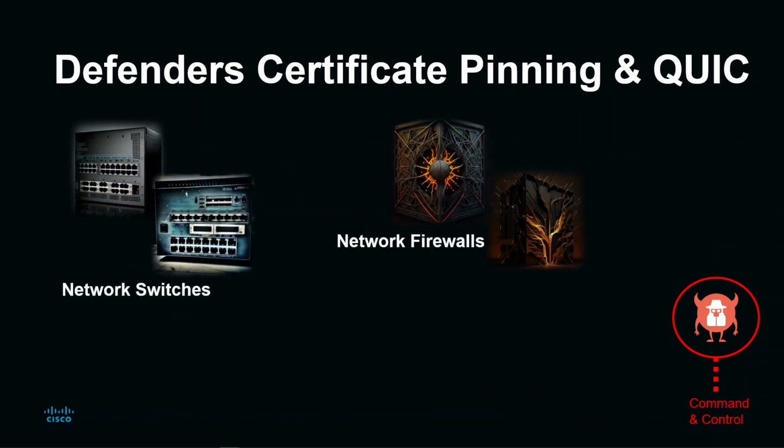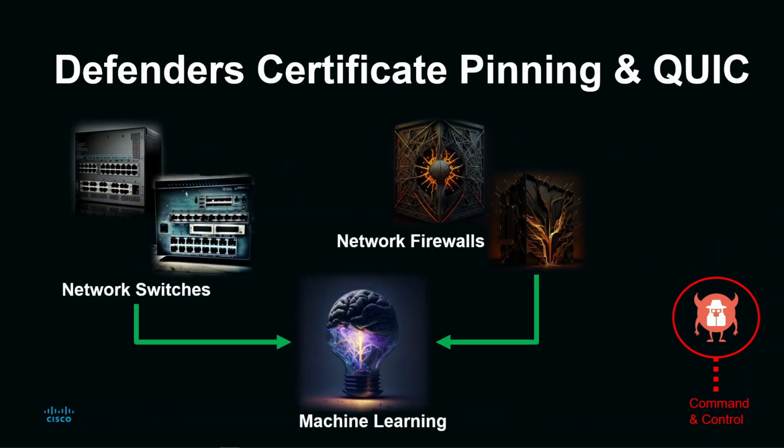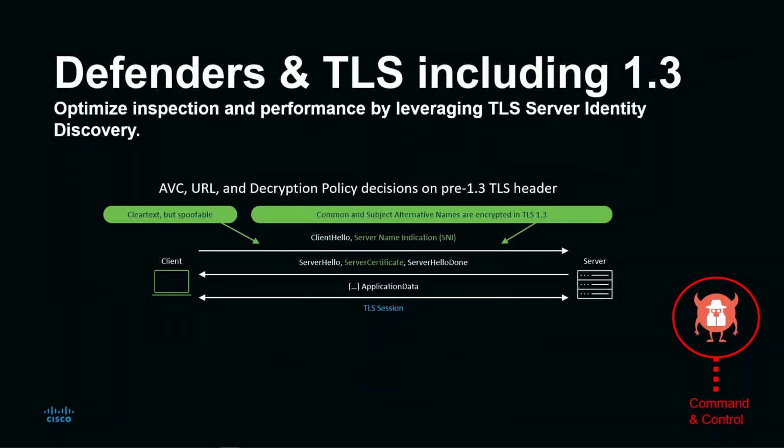So where can you do this? Well, you can do this on the network firewalls and/or network switches. And you send flow data or analytics data and leverage the machine learning capabilities of the Encrypted Visibility Engine. Now, what about TLS 1.3? What about inspection and performance?